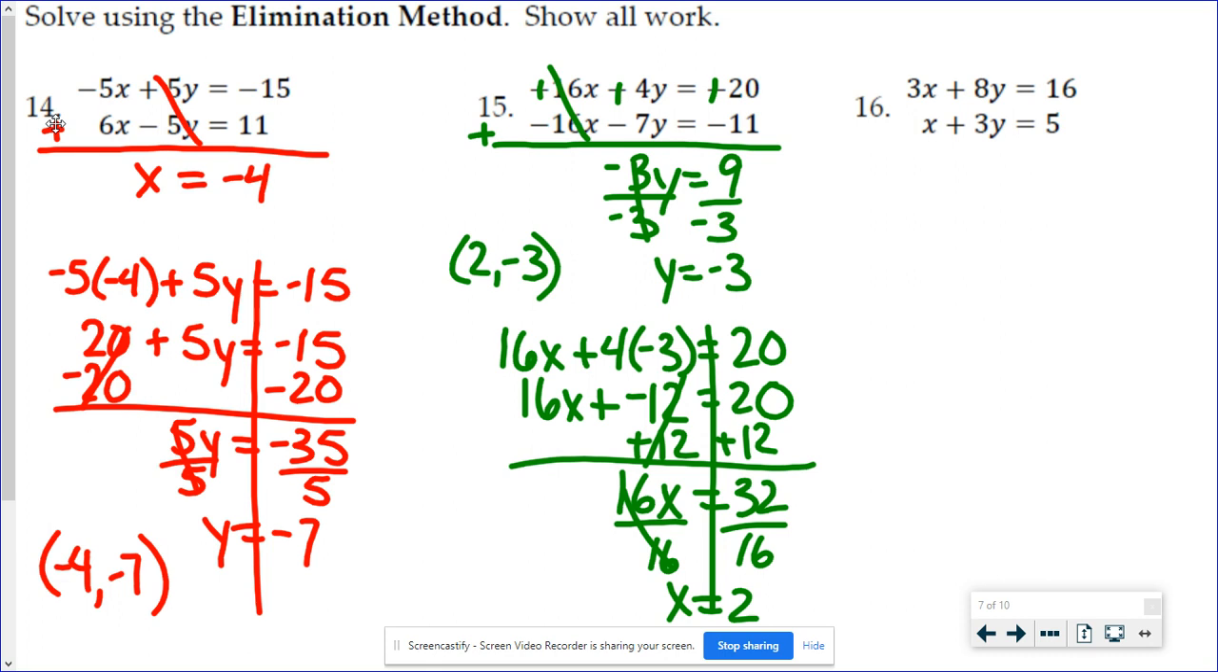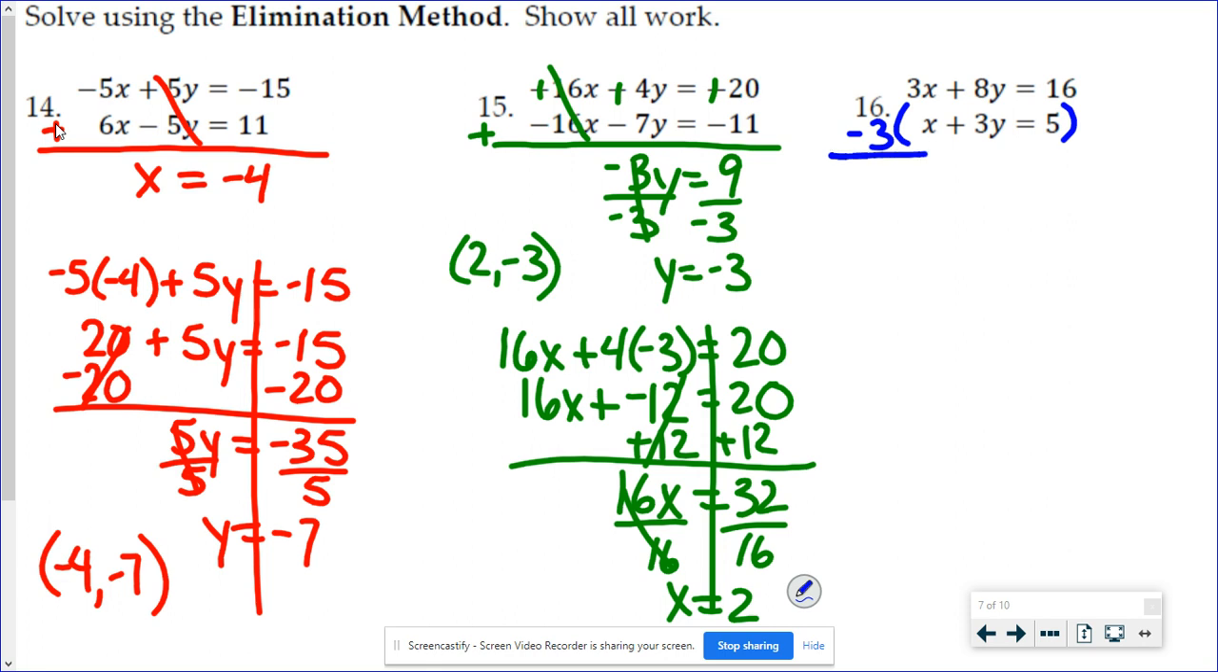The y's would be tougher to get opposites because I'd have to change both of them. The smallest number that 3 and 8 can both go into is 24. I have to multiply both. However, if I look at my x's, the top equation is a +3x. If I can get the bottom equation to be a -3x, they'd be opposites. So I'm going to multiply this equation by -3.